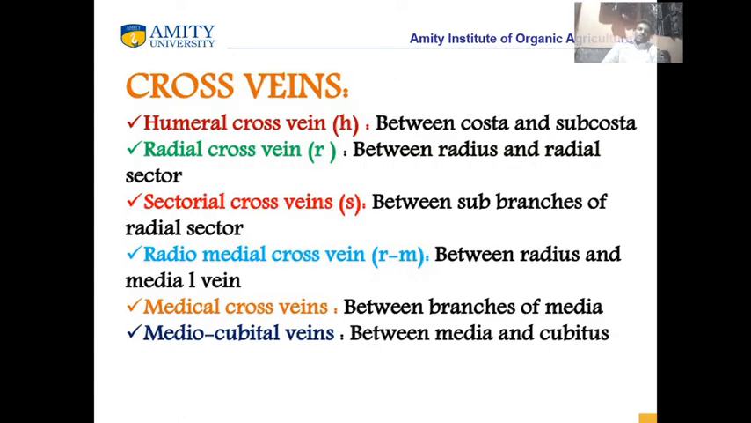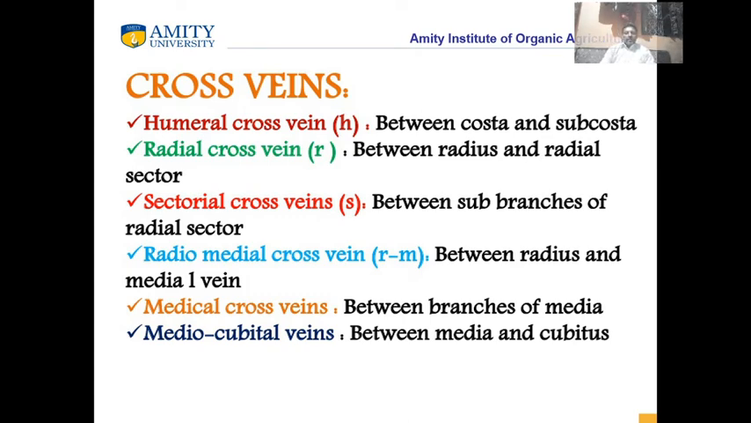Cross veins, already told, are the veins joining the two longitudinal veins. Like humeral cross veins, they connect costa and subcosta. Radial cross veins are between radius and radial sector. Sectoral cross veins are between sub branches of the radial sector like R2, R3, R4 and R5. They connect among them.